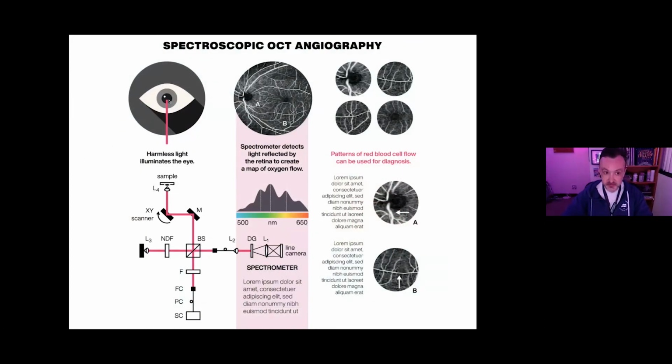So you get this eye. Here, you can pick your eye, pick some interesting eye icon or not, doesn't matter. But harmless light illuminates the eye. Light, purple light, whatever light. And now here's a sample. Here's the eye, and then there is some optical instrument that measures. Here's the spectrum, the eye, and here's what I see using this method.